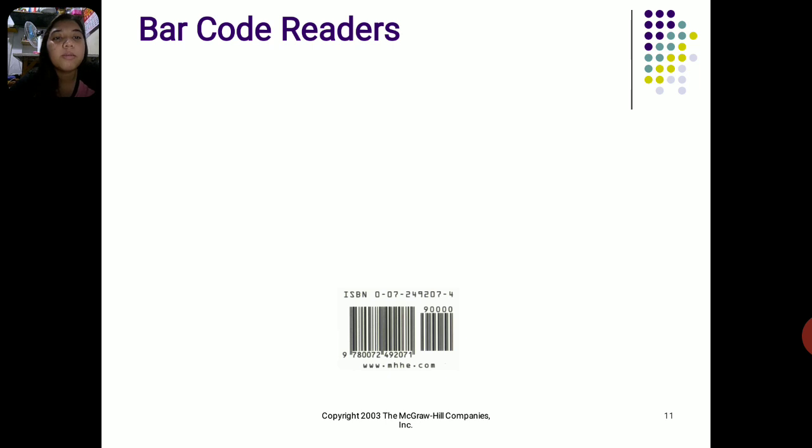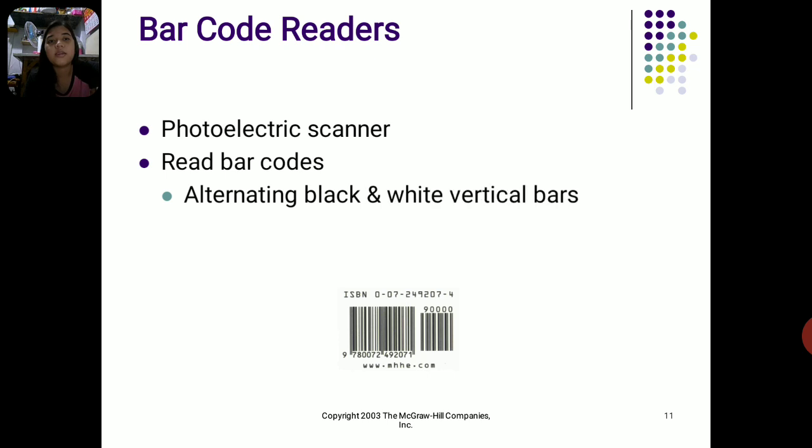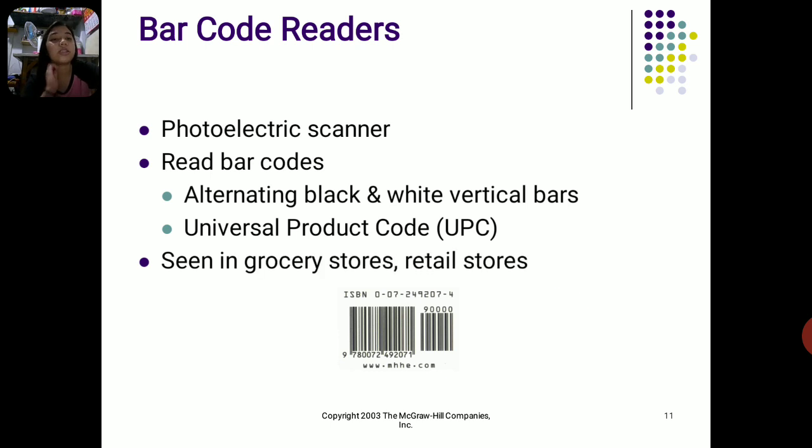We can see on our screen that barcodes are one example that makes input easier for us. For example, the photoelectrical scanner, which will be discussed by another group. Barcode readers read barcodes, which are alternating black and white vertical bars, as you can see on the monitor. Universal Product Code, or UPC, is seen in grocery stores, retail, and stores. These are what we see that beep to speed up our transactions and our buying of the things we need.